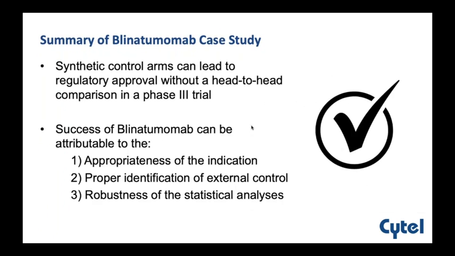I think one of the key things to hone in on here is that some of the reasons that they were successful with the use of synthetic controls here were manifold. First of all, there's an appropriateness of the indication, and they had a proper identification. There's a lot more to this background story. They had a proper identification of the external controls that they used. They all came from clinical trials that were sufficiently similar. And lastly, they used a lot of different statistical analyses, a lot of sensitivity analysis. And the other thing that's also quite key here is that you need to test the robustness.